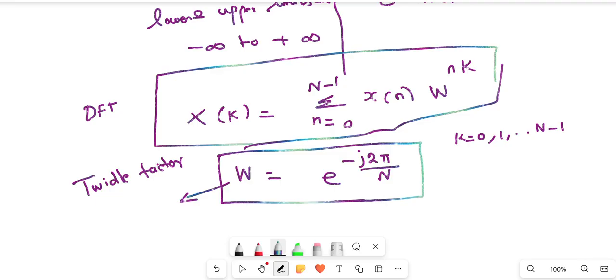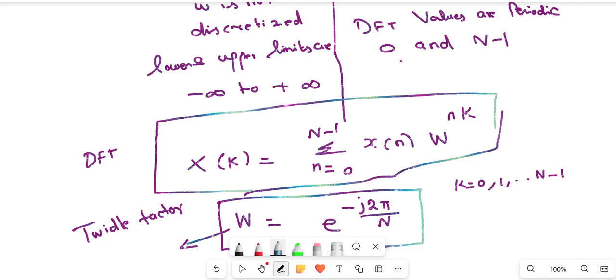Because of this periodicity property of DFT, the calculations need to be done only between 0 and N minus 1. What is the twiddle factor, understood?